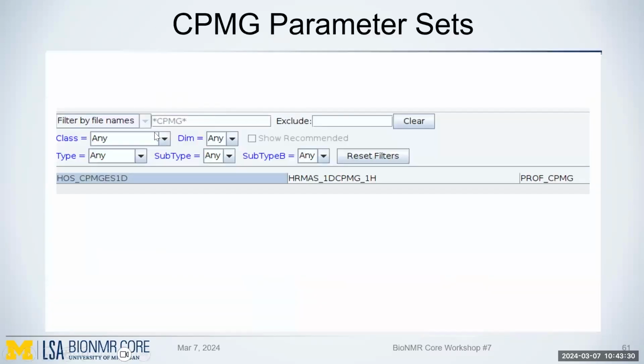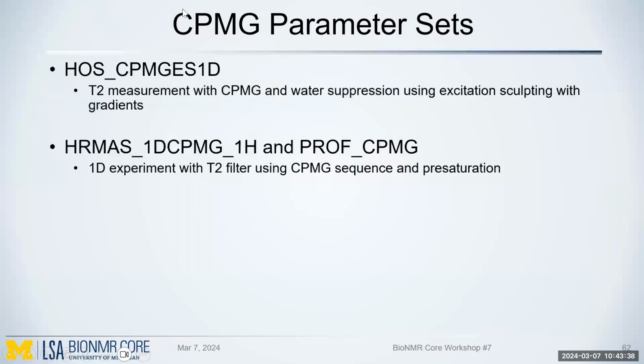Again, you can search for any parameter sets that contain CPMG, and then 3 of them show up. The first one, CPMG ES1D, uses excitation sculpting for water suppression, while the other 2 use pre-saturation for water suppression. To make the experiment consistent with the STD-NMR and Water-LOGSY experiments, we'll choose the first one to run the CPMG experiment.